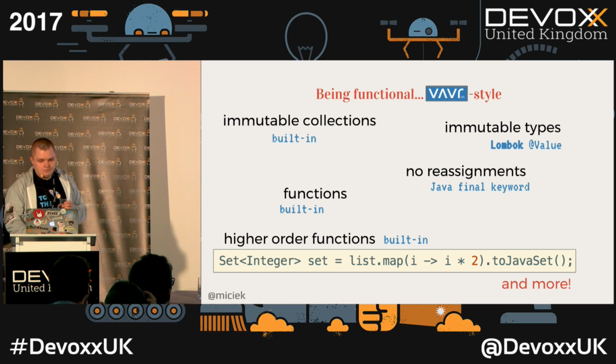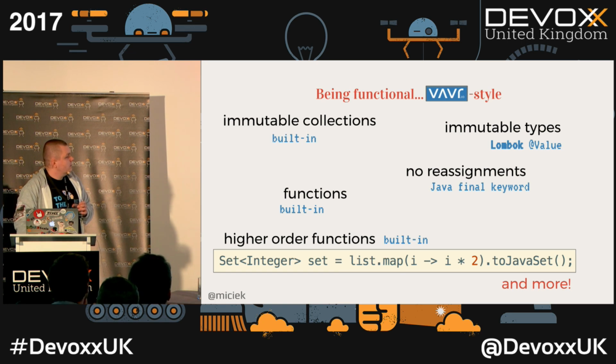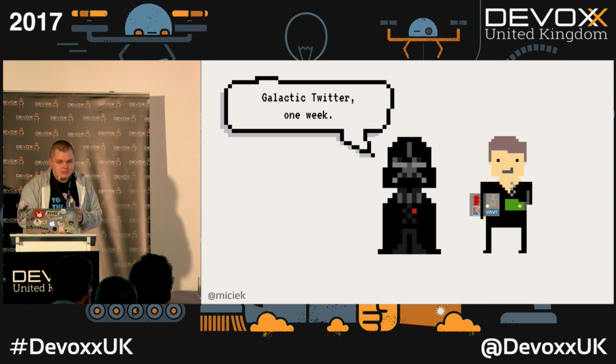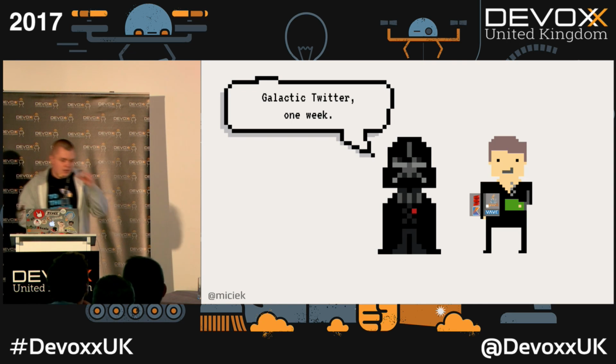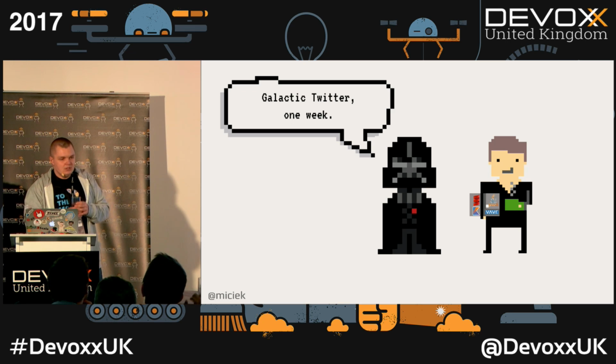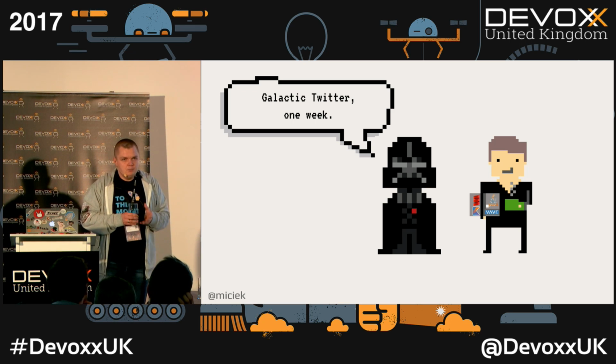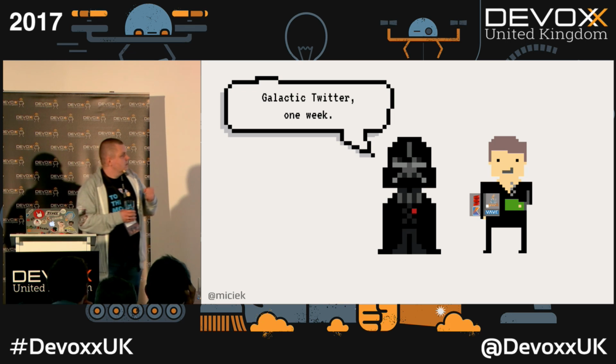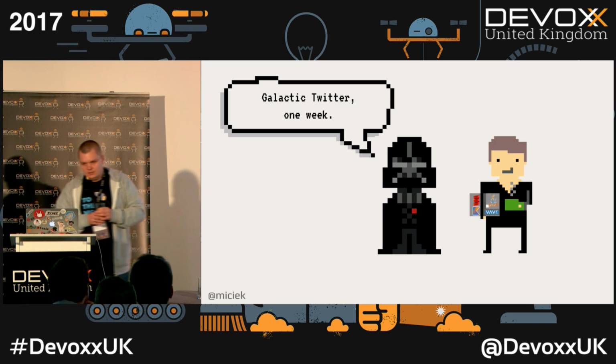So after including Vavr, we have almost everything we need in order to start the implementation. Let me show you how those things can be utilized in a real project. And the real project that we've been tasked with is Galactic Twitter and a one week deadline.